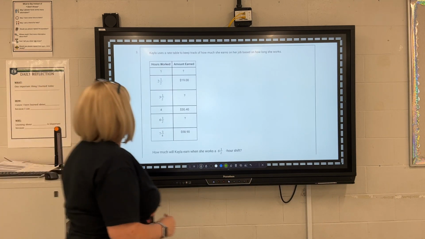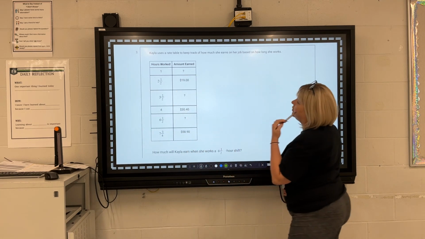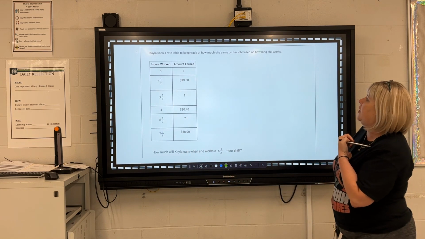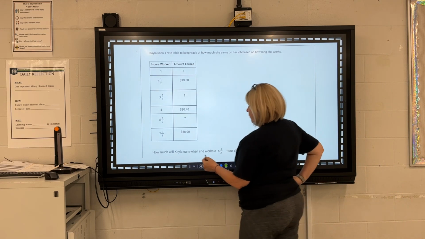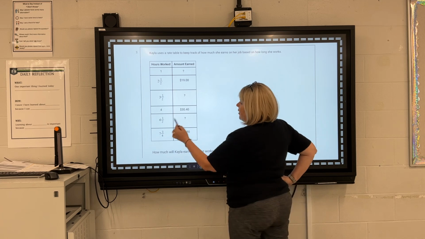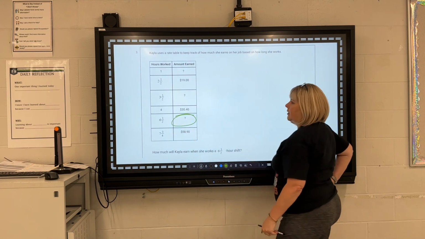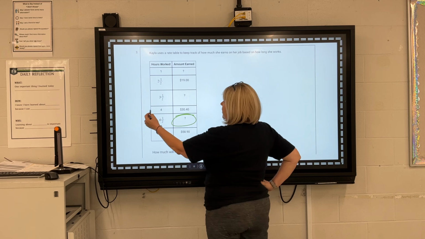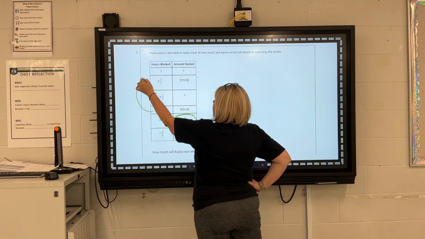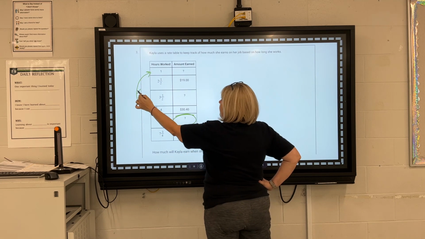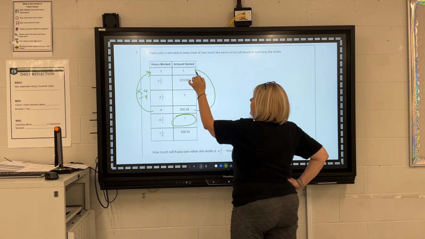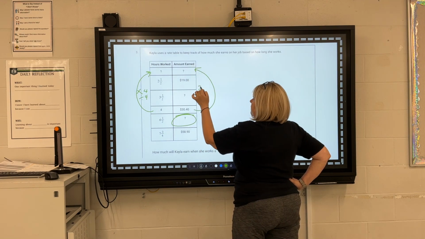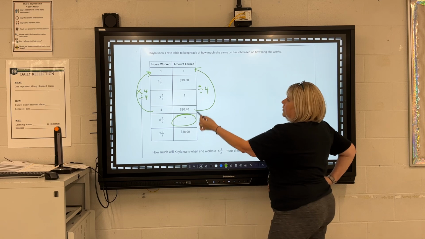Number 3, we want to keep track. Kayla wants to use a table to keep track of how much she earns on her job based on how long she works. How much will Kayla earn when she works a 6.5-hour shift? So we want this answer right here. Okay, the easiest way to do this is, what did I do to 4 to get 1? So we're going to divide this side by 4 to get this.